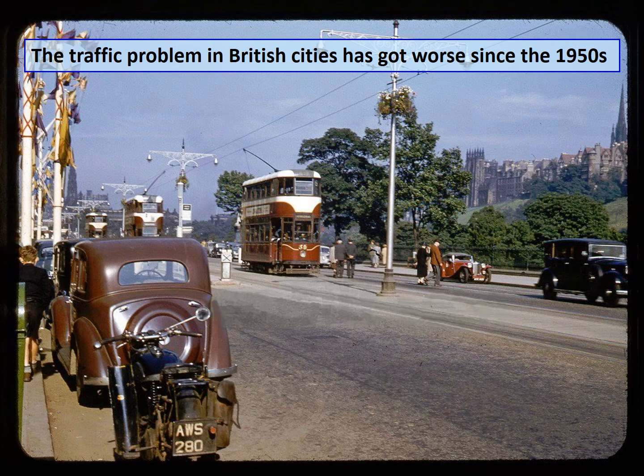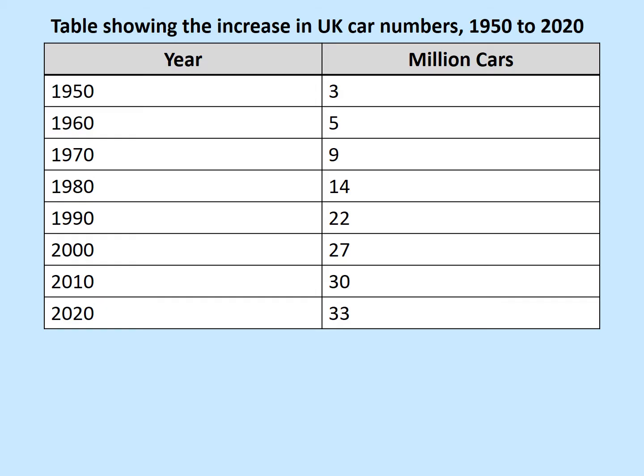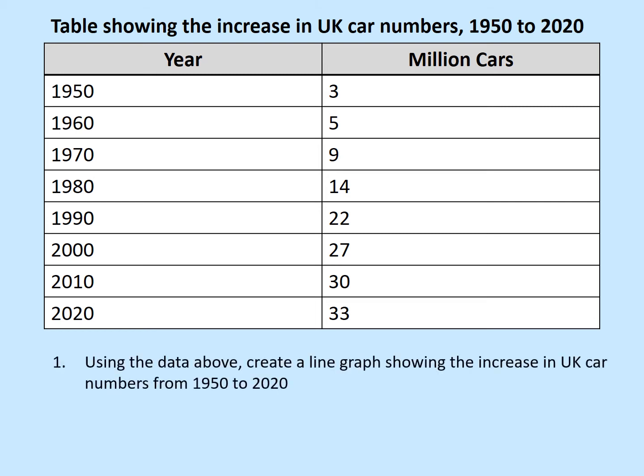Now the traffic problem in British cities has got worse since the 1950s. Why do you think this may have happened? One of the main reasons is the number of cars that we now have on the roads in the UK. What you have here is a table showing the increase in the number of UK cars from 1950 to 2020. In 1950 you have 3 million cars, and you look down to 2020, it is now sitting at 33 million cars. So using the data above, what you're looking to do is to create a line graph showing the increase in UK car numbers from 1950 to 2020.